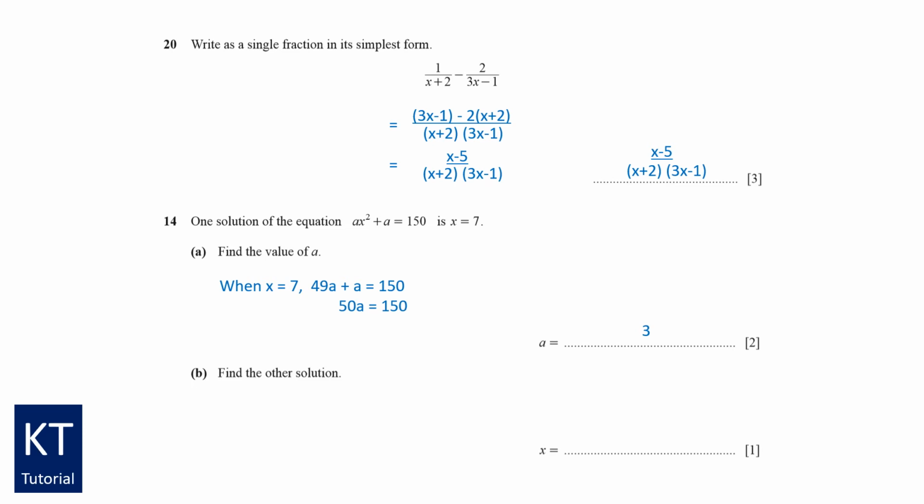By making x equals 7 in the equation, you can then solve for a as being 3. Next, find the other solution. By equating a as 3 into the equation, we can then solve for x, with the other x being minus 7.